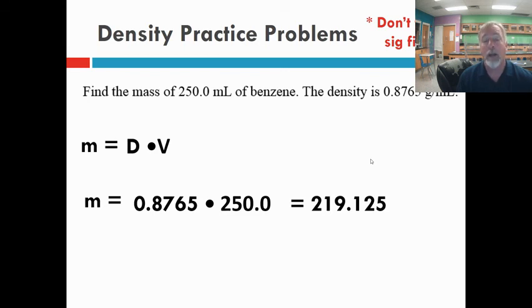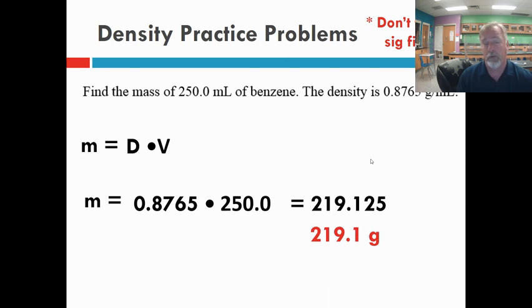But how many sig figs are we allowed? 250.0. That decimal makes those trailing zeros count. So we have 4 sig figs there. 0.8765. Well, the zero in front is leading, which never counts. So we have 4 sig figs there. Our calculator gave us 6. So let's look at our first 4, 219.1. What's the next number? It's a 2. That tells you we round down or just leave it alone. So our answer is going to be 219.1.